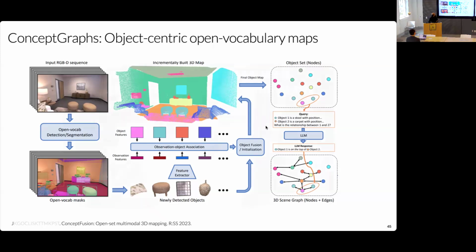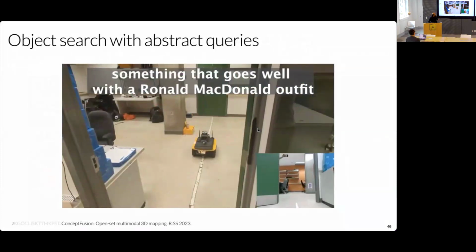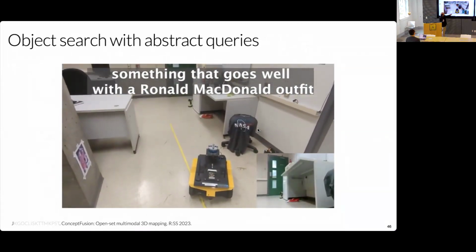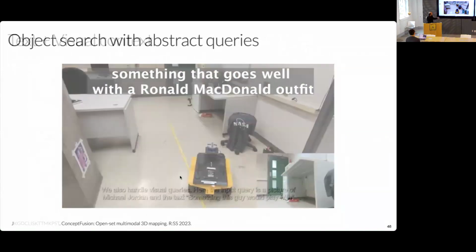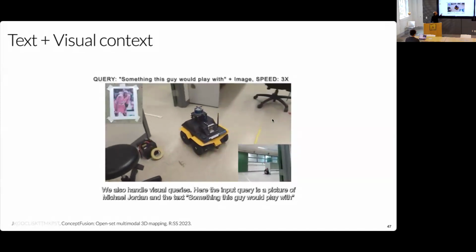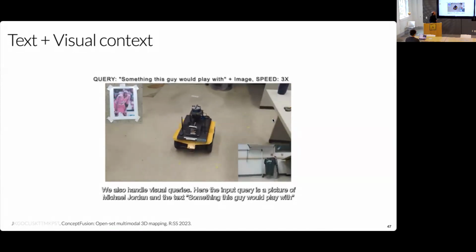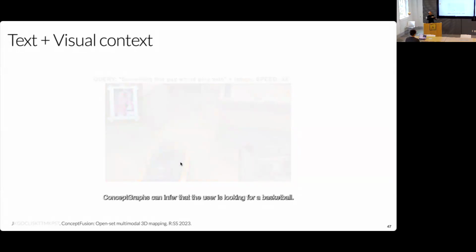So in this example, we do a query where we say, get me something that goes well with a Ronald McDonald outfit. And the language model reasons that a Ronald McDonald outfit is typically red and yellow, so there are red and white sneakers in the scene that might go well. There are also queries that have both visual context and text, where we have an image of Michael Jordan and then say, get me something this person will play with, and the model associates this with a basketball that's lying around the scene and navigates to the basketball. There are more examples of what happens when objects are missing. You use the scene graph to search for other analogous locations where these objects could go, and you also update the scene graph. But I'm skipping all of that in the interest of time.